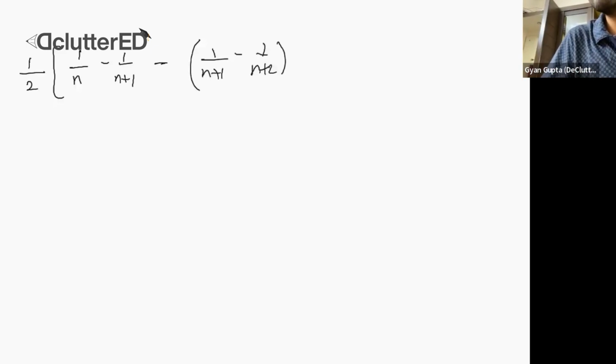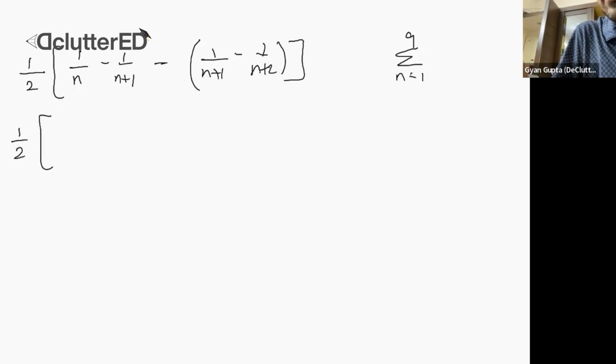I will just rewrite everything. The term translates to 1 by 2 into 1 by n minus 1 by n plus 1 minus 1 by n plus 1 minus 1 by n plus 2. Now look at the magic. We have been given summation n equal to 1 to 9. Look at the magic as I substitute each and every value of n. 1 minus 1 by 2 minus 1 by 2 minus 1 by 3. This is with n is equal to 1.